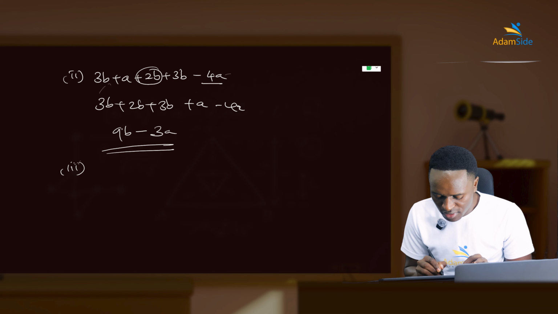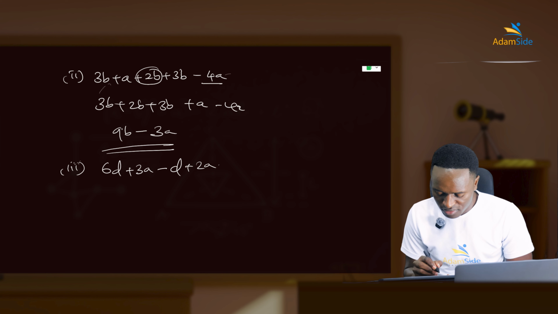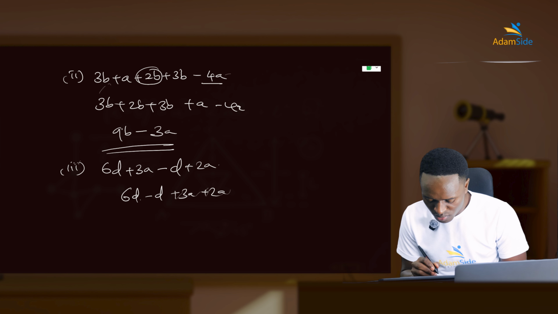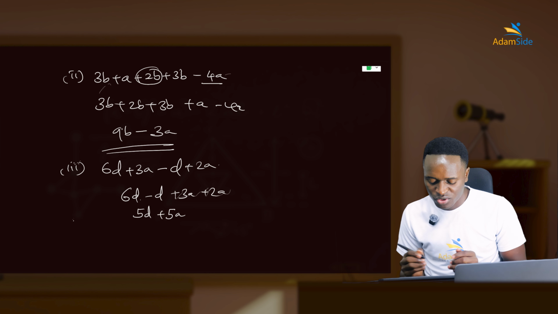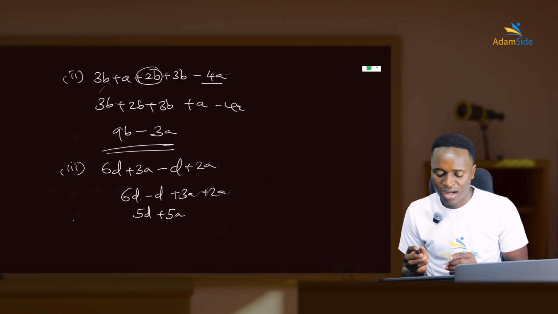What if you have 6d plus 3a minus d plus 2a? What do you do in that case? You say 6d minus d plus 3a plus 2a. 6d minus d is 5d, and plus 3a plus 2a is plus 5a. Then you get your answer: 5d plus 5a. So this is how you simplify.